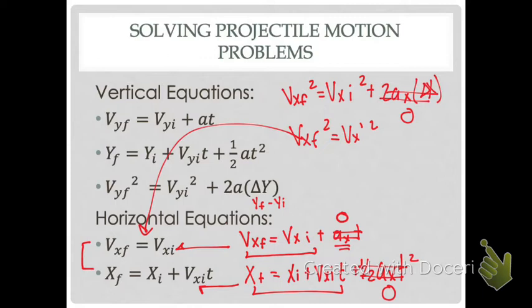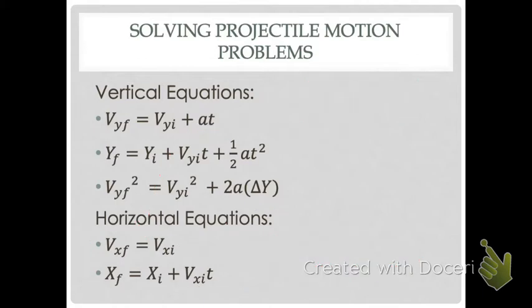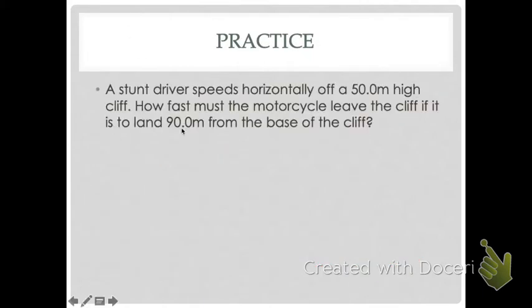Yep. Okay, so that's why those horizontal equations get to be pared down a lot, because AX is equal to 0. So let's try one. This says a stunt driver speeds horizontally off a 50-meter high cliff. This horizontally right here, it speeds horizontally off a cliff. That's the big clue for us that it is a rolling projectile, that we're going to solve it in this way.